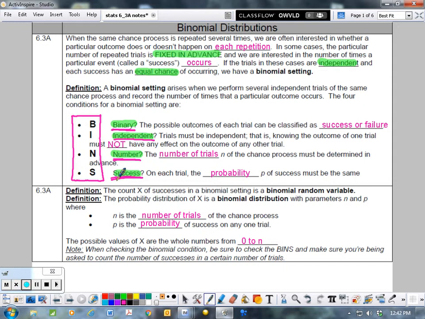Now, we also have a binomial distribution. The count X of successes in a binomial setting is a binomial random variable. With a random variable, we now can have a table of probability, and that gives us a probability distribution. When we're looking at this binomial distribution, N is the number of trials, and P is the probability of success on any one trial. Because this is a discrete random variable, our values of X, or the number of successes, because I'm counting it out, are only whole numbers from 0 to N.